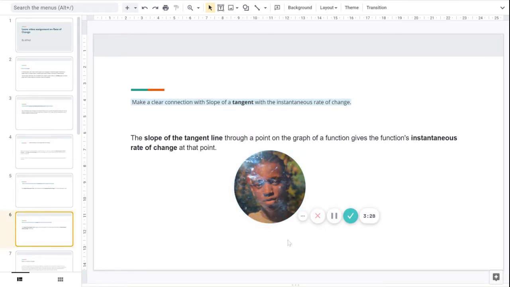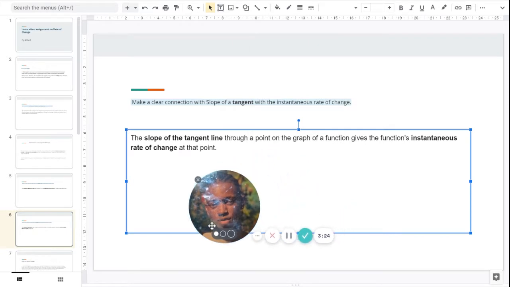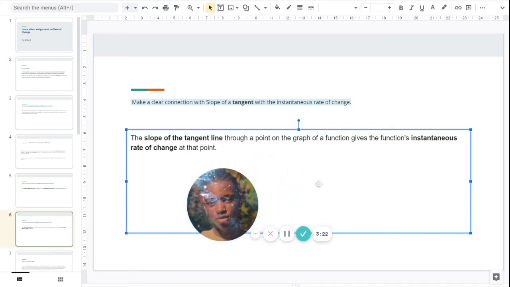Make a clear connection with slope of a tangent and the instantaneous rate of change. The slope of the tangent line through a point on the graph of a function gives the function's instantaneous rate of change at that point.